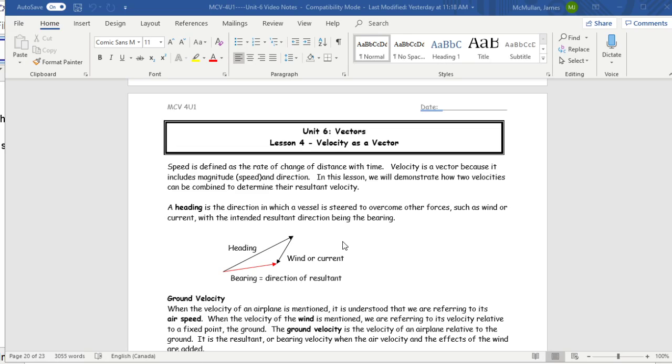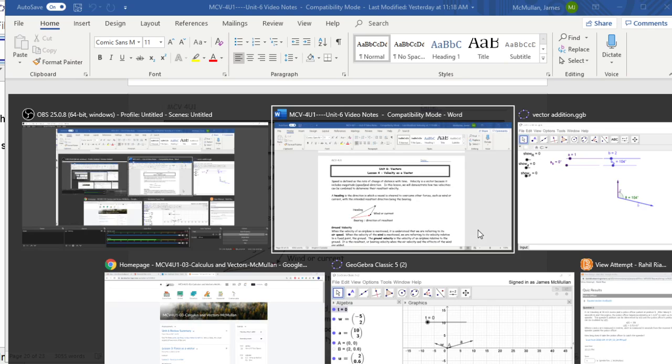The final lesson for Unit 6 is to talk about velocity as a vector. And velocity as a vector is a really interesting and useful concept. I'm going to try to demonstrate it to you using this information here: the idea of your heading, which is to say where you're pointing and how fast you're moving, and then the speed of the medium that you are in, like the wind if you're flying, or the current if you're in the water, and then the idea of the bearing being what way you actually go.